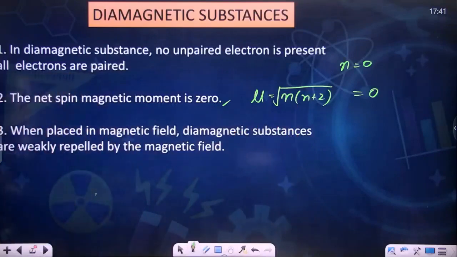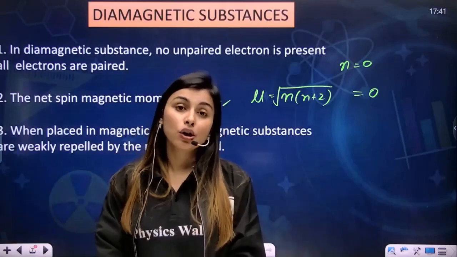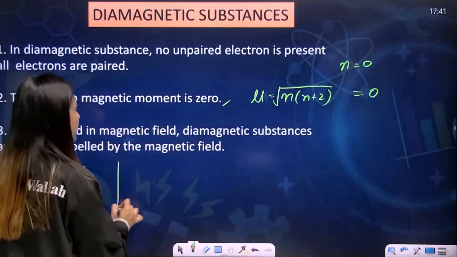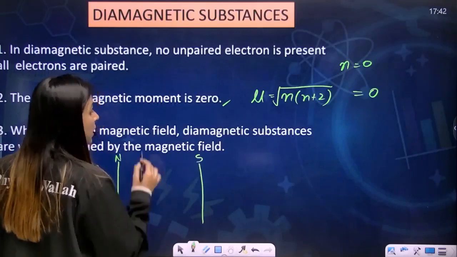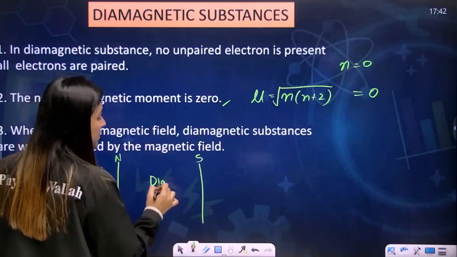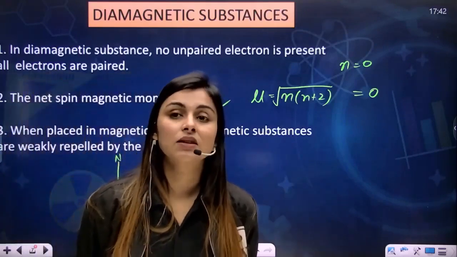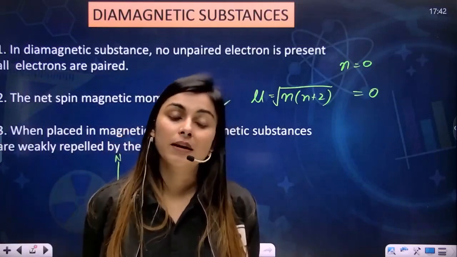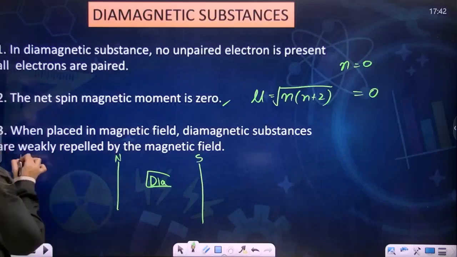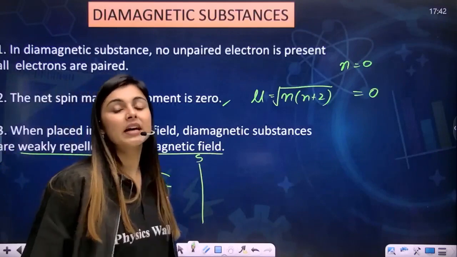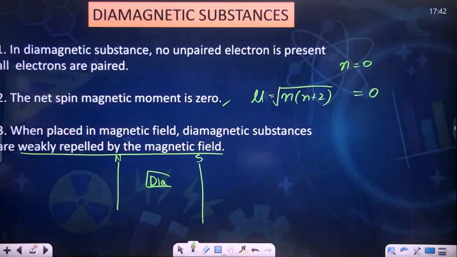Okay. Now, one more way to find out whether a substance is diamagnetic or not, what you can do is you can place it into the magnetic field. Whenever you will place it into the magnetic field, my dear students, what will happen? Your diamagnetic substance will actually repel the magnetic field. It will repel the magnetic field, and this is the thing from which you can find out whether it is a diamagnetic substance or not. Okay, so when placed in a magnetic field, diamagnetic substances are weakly repelled by the magnetic field. Perfect. Yes, please write it down, then we'll move forward.